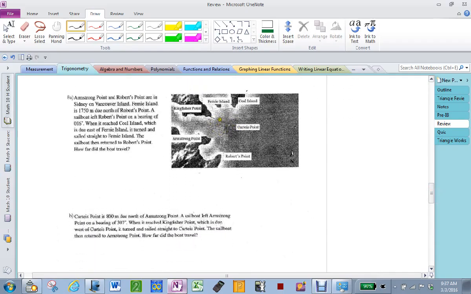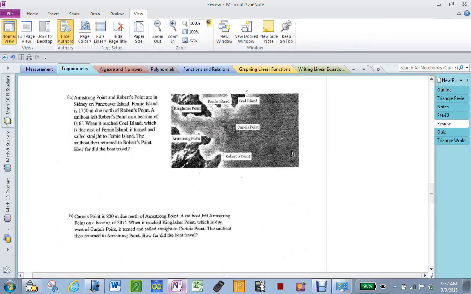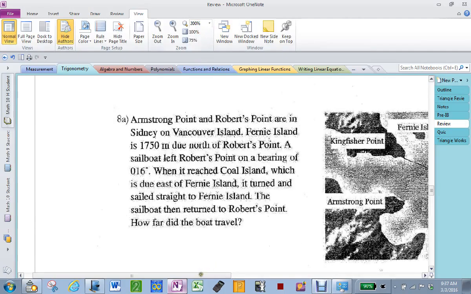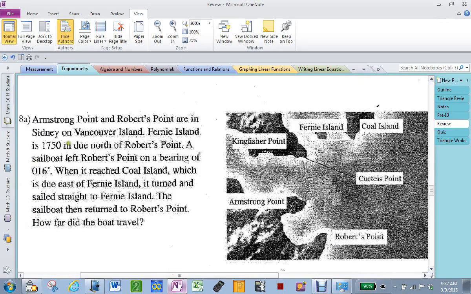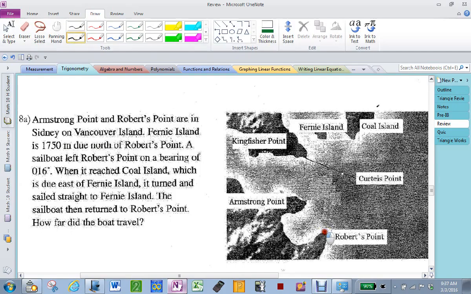Okay, Curtis Point. Map question. This is kind of hard to see, so I am going to zoom in on this. Armstrong Point, Roberts Point, and so on. Fernie Island is 1750 meters north of Roberts Point. So here is Fernie Island. And that is 1750. Everyone agree?